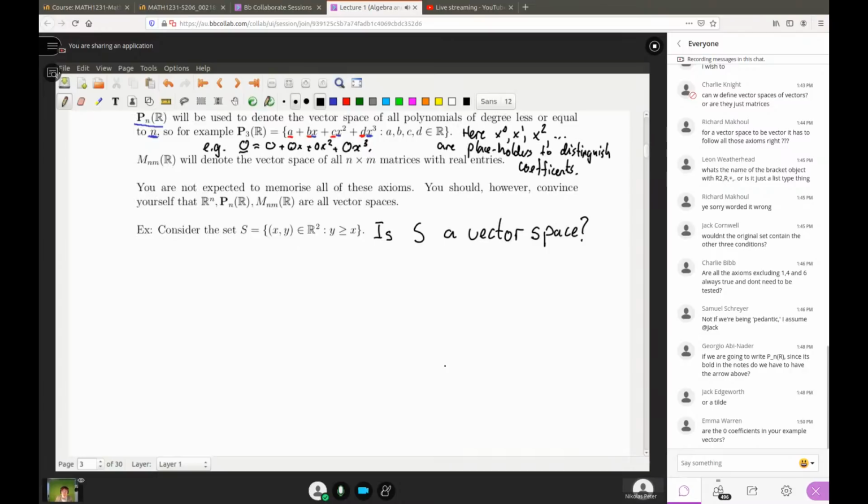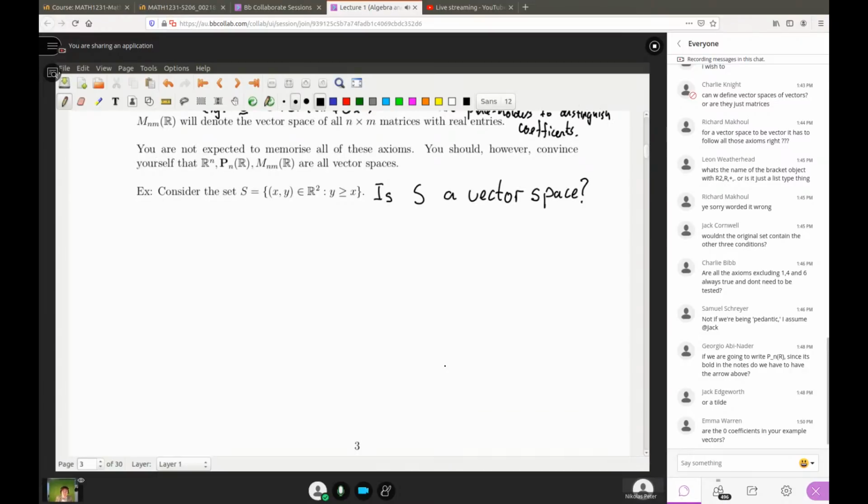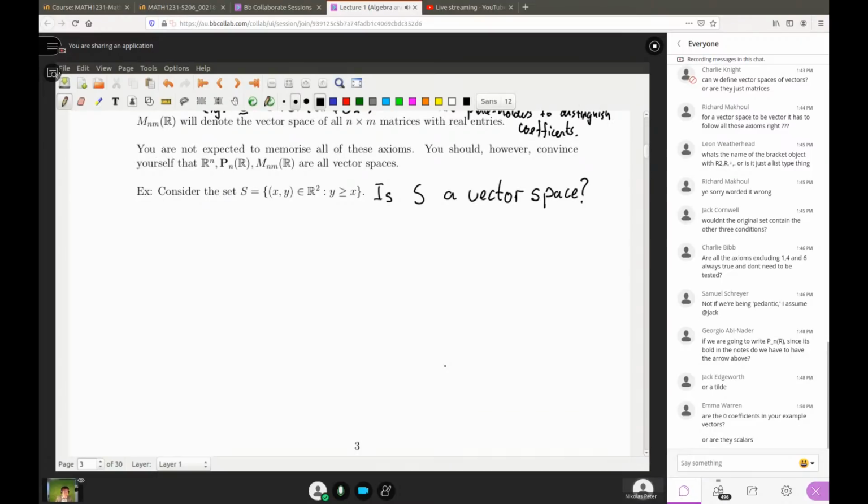So let's finish with an example. Consider this set. Is this a vector space? They are scalars. The coefficients, they are scalars, and together with the little placeholders, they become a vector from the space of polynomials.